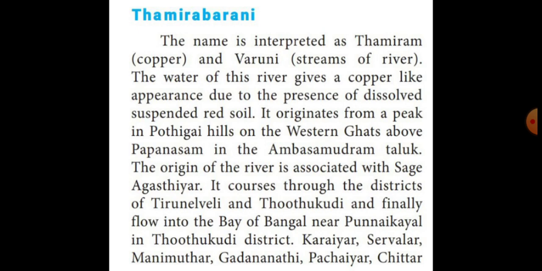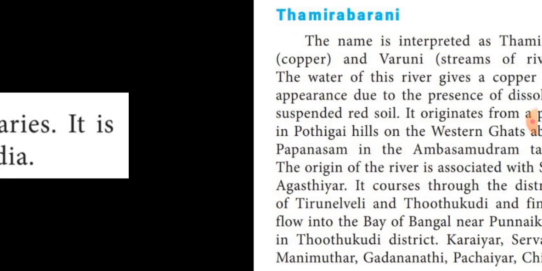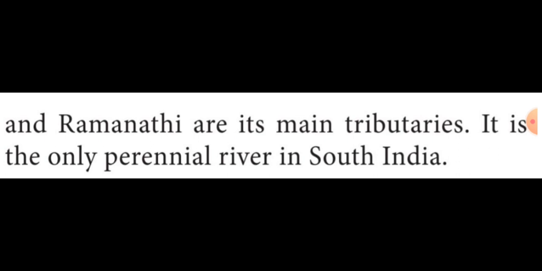The main tributaries of this river are Kariyar, Servalar, Manimuttar, Kudanadi, Pachiyar, Sittar and Ramanadi. These are the important tributaries of the Tamrabarani river. It is a perennial river. Throughout the year, water is flowing in this river.